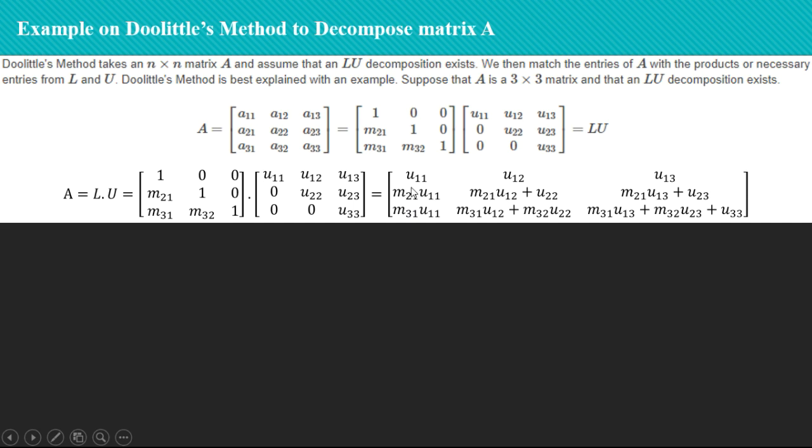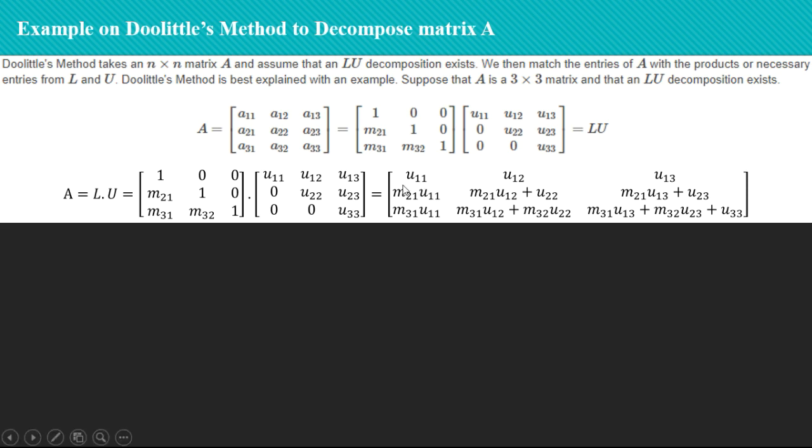And by comparing the entries of these two equivalent matrices, because we have considered A is equal to the product of lower and upper triangular matrix, so this matrix and this matrix are equivalent through our consideration. So, by the definition of two equal matrices, two matrices are said to be equal if and only if all the entries and the order of the matrices are the same.